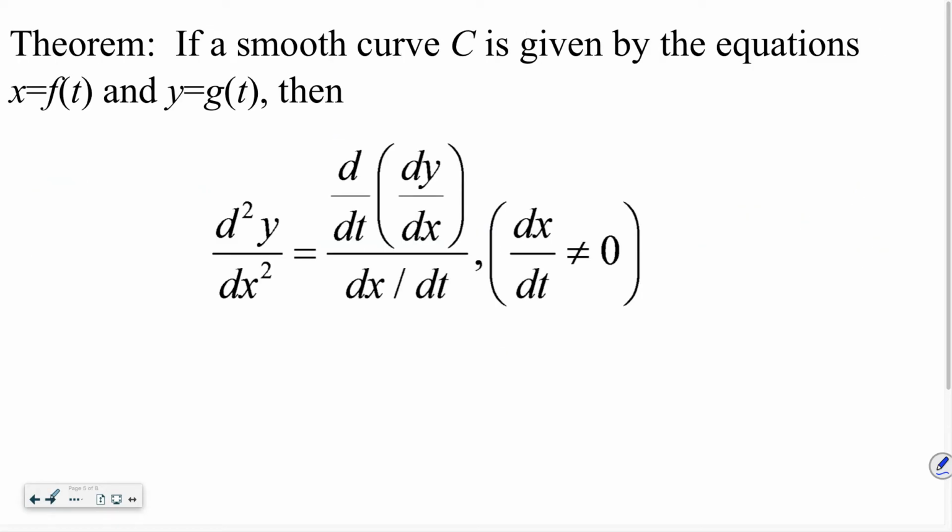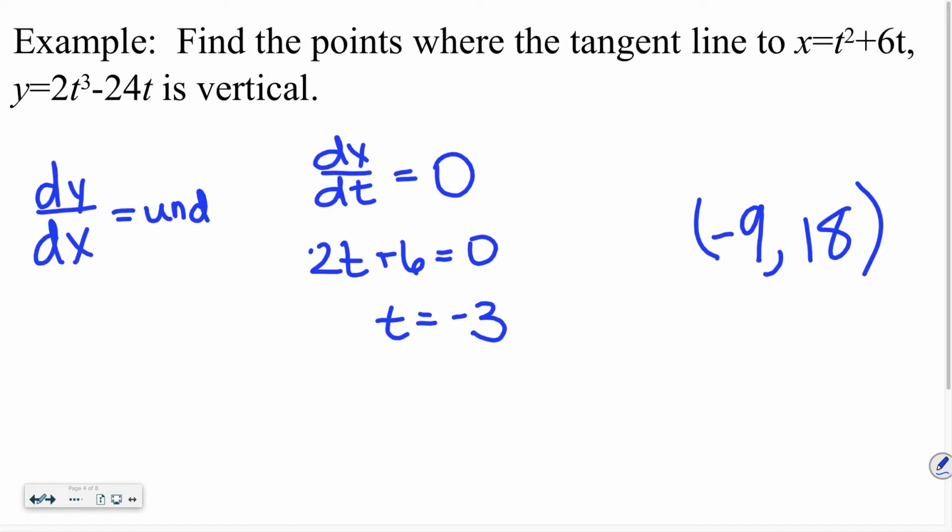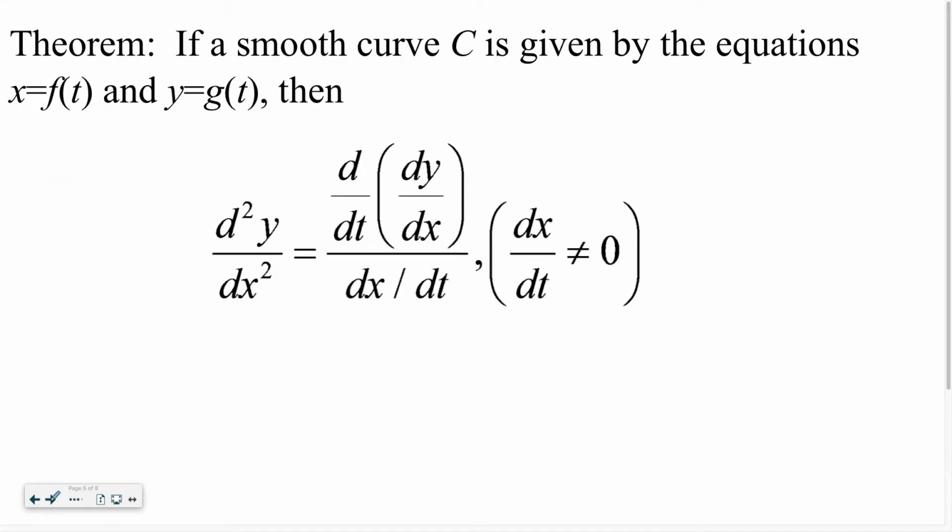Why was x -9? Because we would have 9 minus 18. I multiplied wrong. All right, this is how we would find our second derivative. Why are we finding the second derivative?